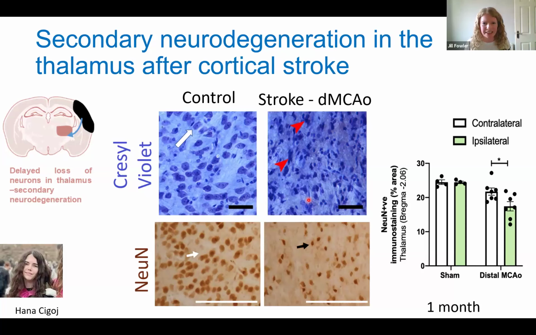So why we're really interested in this is that we think the gradual and delayed manner of the secondary neurodegeneration might provide us with a greater window of opportunity for therapeutic intervention to try and prevent these slowly evolving changes, which we think may be linked with cognitive decline.